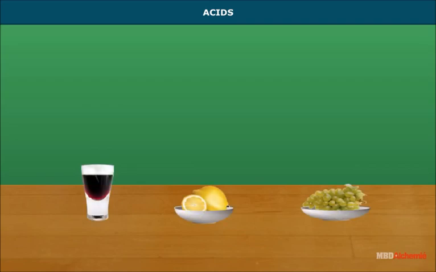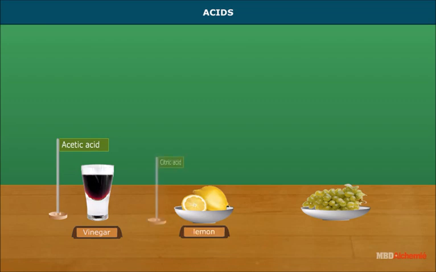Dear students, you are familiar with different tastes like sour, sweet, saline, and bitter. The substances which taste sour are called acids. The substances with bitter tastes are called bases. Some foods like vinegar contain acetic acid. Lemon contains citric acid, and unripe grapes contain tartaric acid.